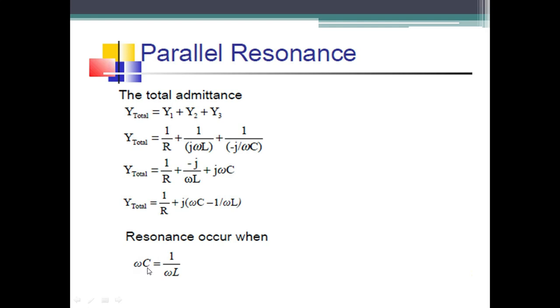Therefore omega C is equal to 1 upon omega L. That's why omega square is equal to 1 upon LC, and omega is equal to 1 upon under root of LC. Therefore the resonance frequency is calculated as F0 is equal to 1 upon 2 pi square root of LC.